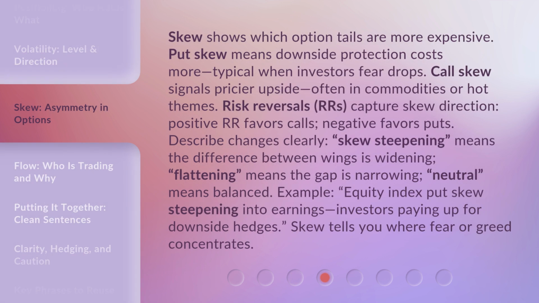Skew shows which option tails are more expensive. Put skew means downside protection costs more, typical when investors fear drops. Call skew signals pricier upside, often in commodities or hot themes. Risk reversals, RRs, capture skew direction. Positive RR favors calls. Negative favors puts.